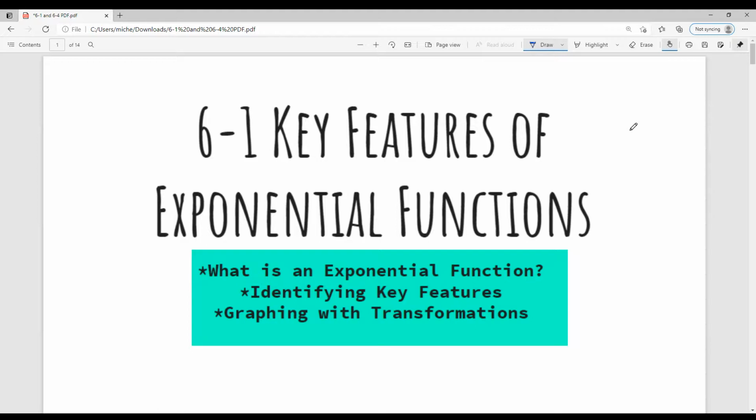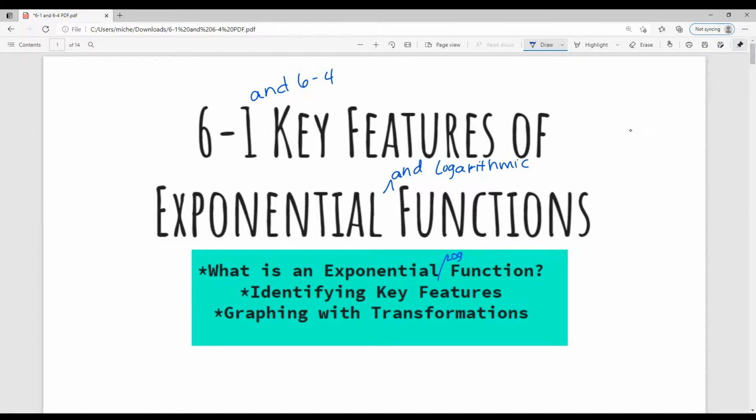Hello everybody. In this video, we are going to be doing 6-1, but we're also going to be doing part of 6-4. So what we'll do today is we will look at key features of something called exponential and logarithmic functions. So we'll talk about what is an exponential and also what is a log function.